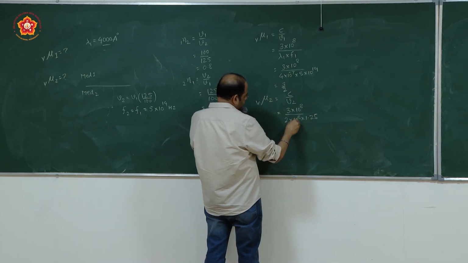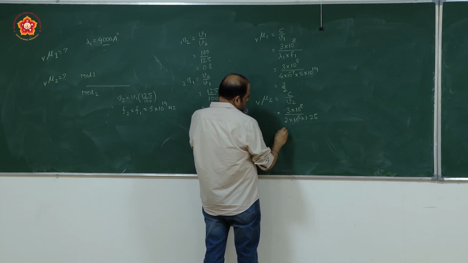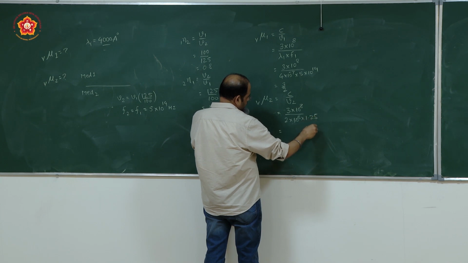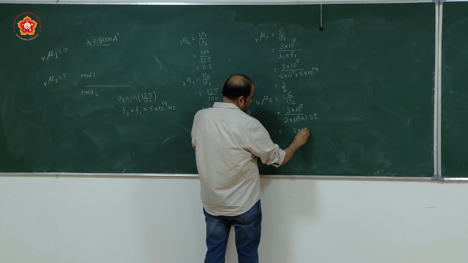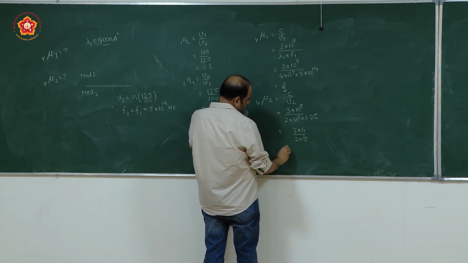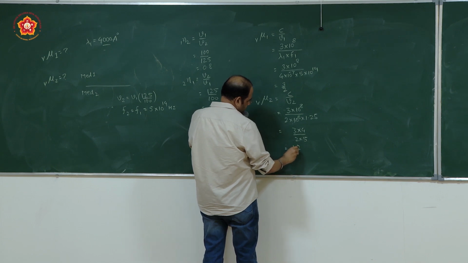So you will be getting rid of this part. So this will be giving you how much? 1.25 is 5 by 4, 5 by 4, so it will be moving up. So 3 into 4 divided by 2 into 5. So it will be taken as 1.2.